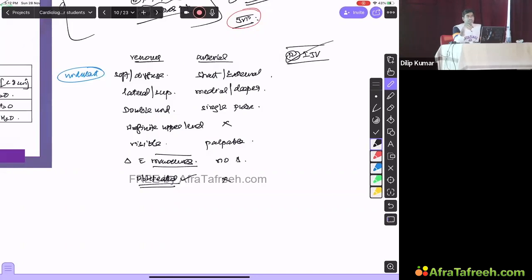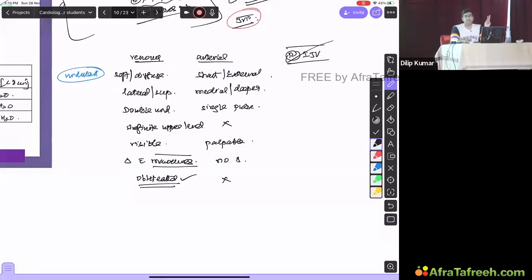And why right? Because the right has a straight connection with the right atrium. So the right IJV acts as a kind of manometer for the right atrium. You know manometer, right? Depending on that, you can see the pressure and the water column will change. Like that, the right IJV acts as a manometer for finding out the pressure changes in the right atrium. So that is the reason why I prefer the right IJV.